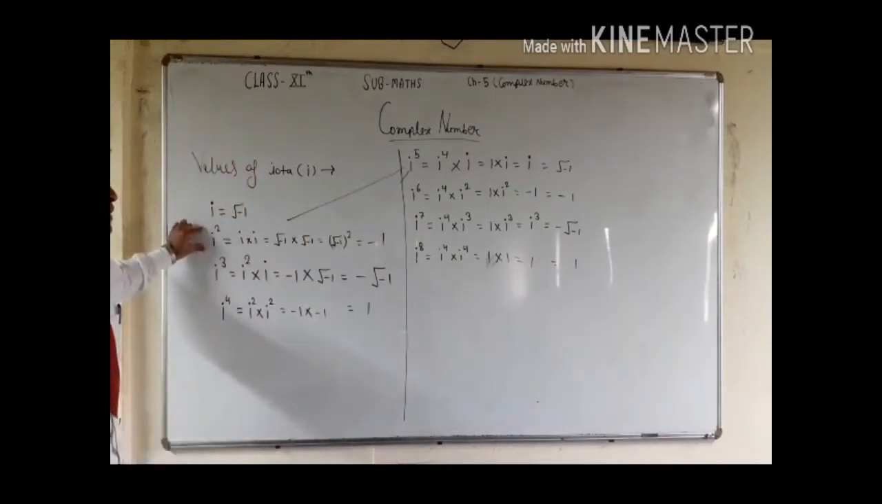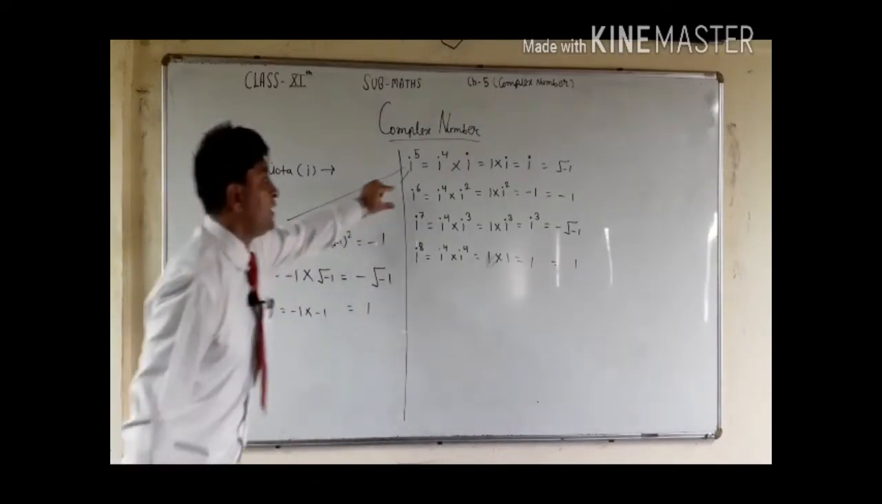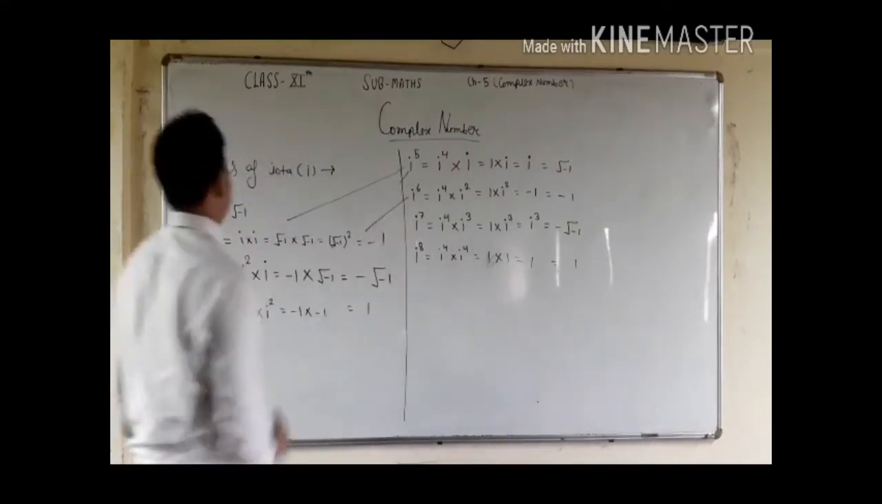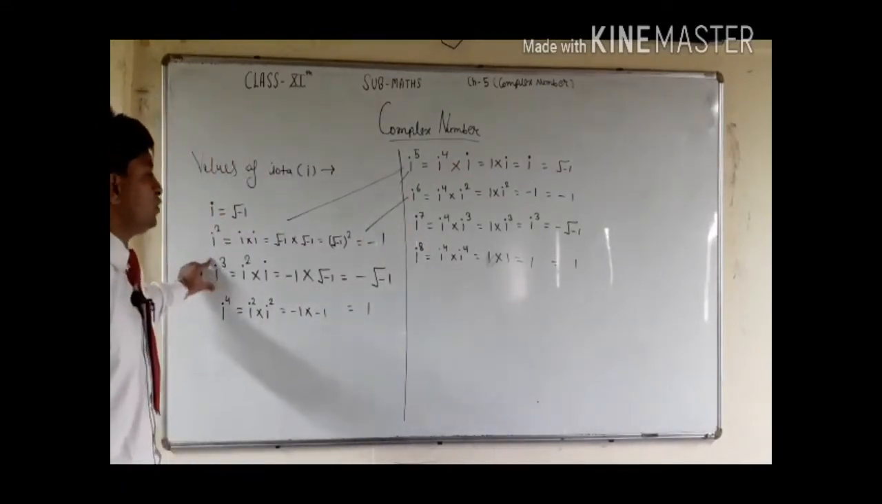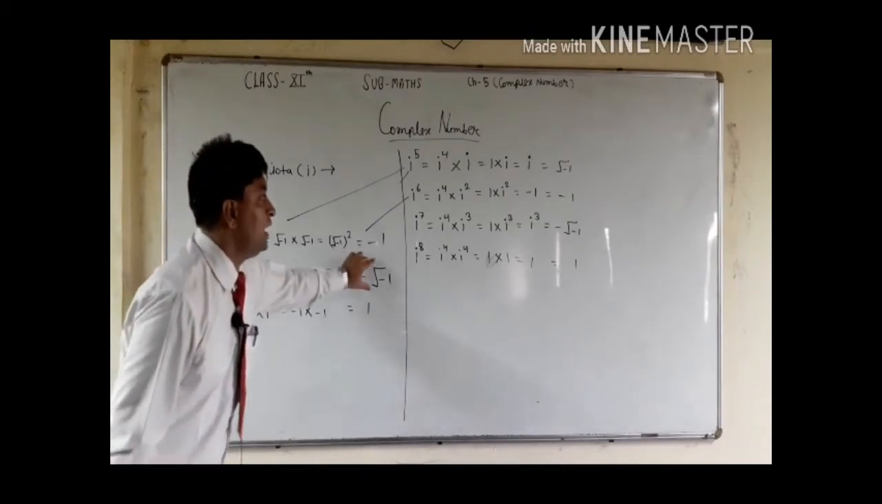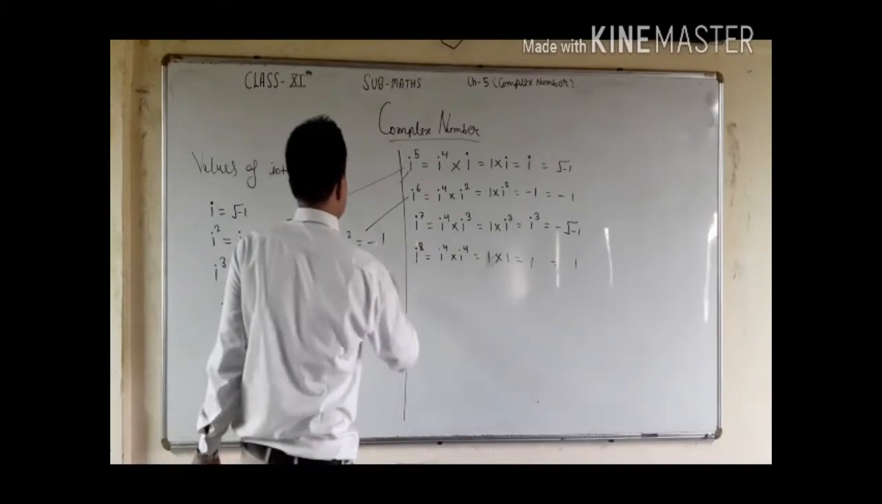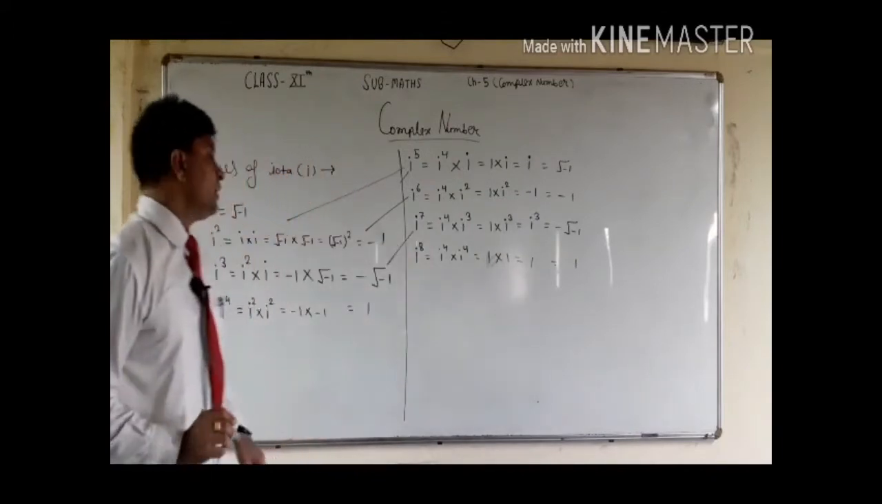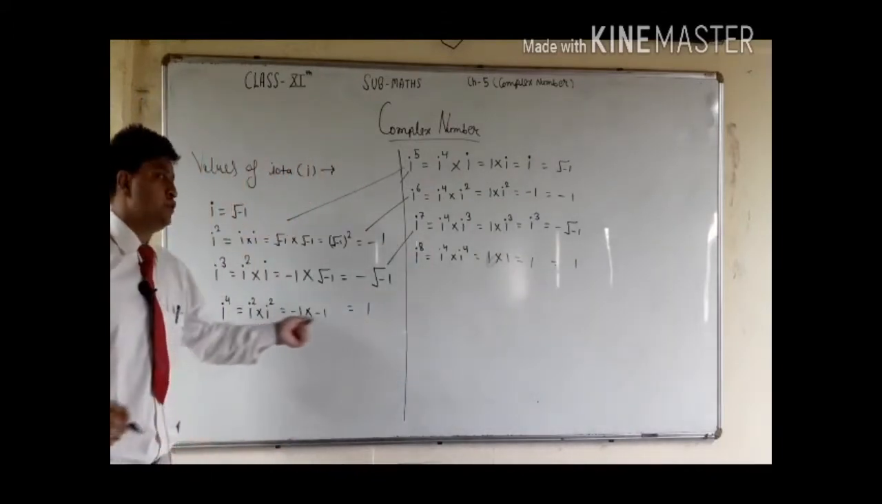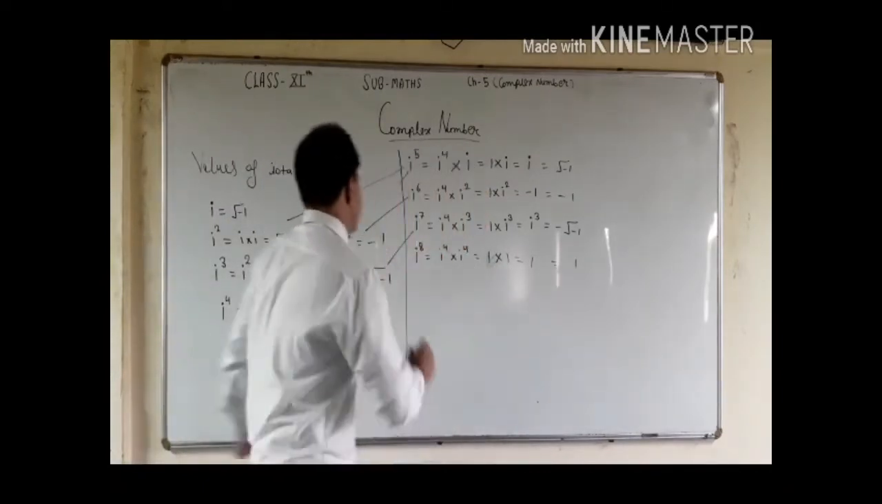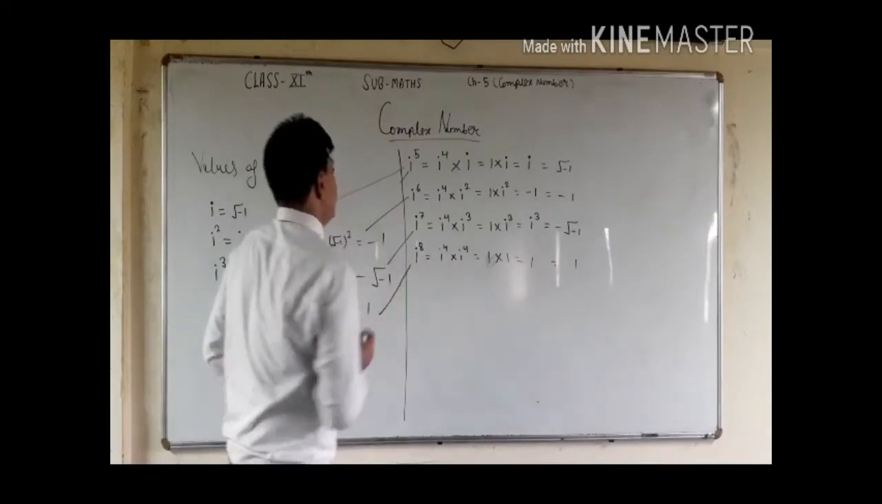Again, iota square is minus 1 and iota raised to 6 is also minus 1, so this is equal to this. Now iota cube is minus root minus 1 and iota power 7 is also minus root minus 1, so these are also equal to each other. Now iota power 4 is equal to 1 and iota power 8 is equal to 1, so these are also equal to each other.